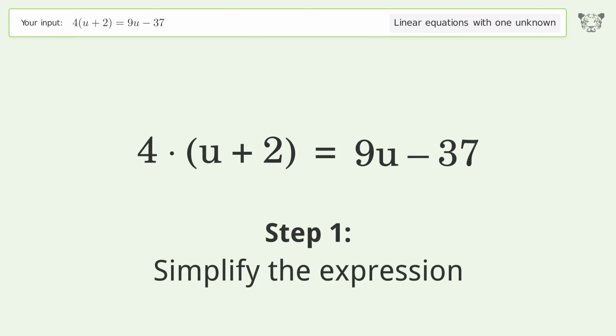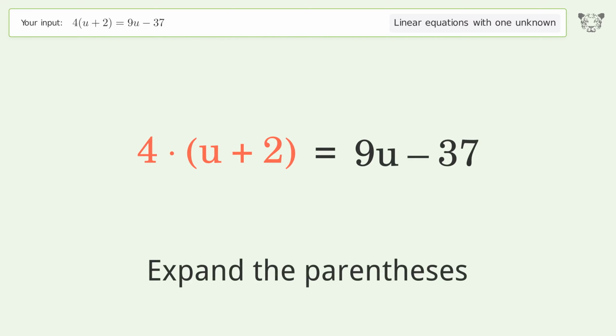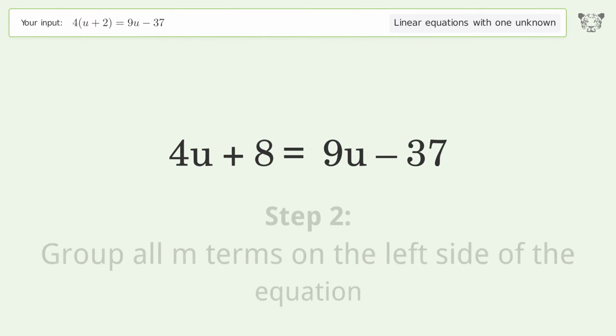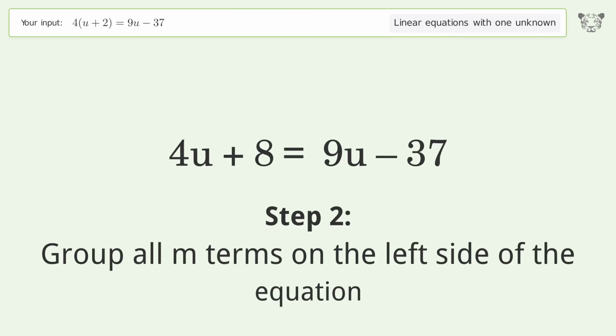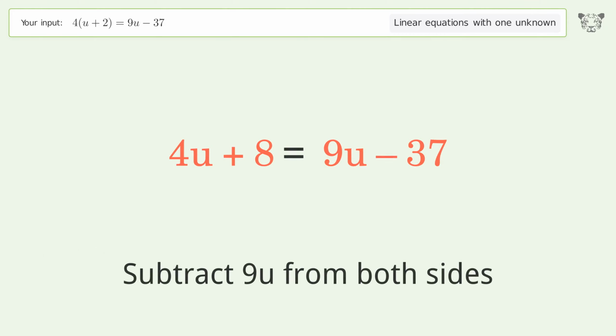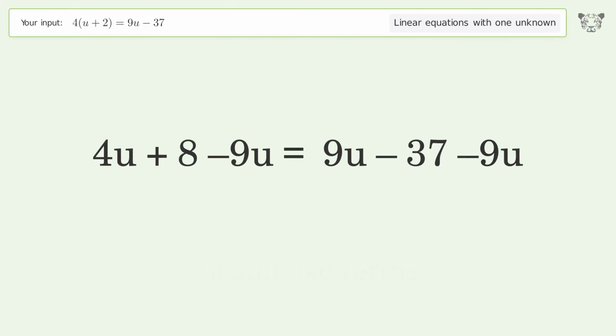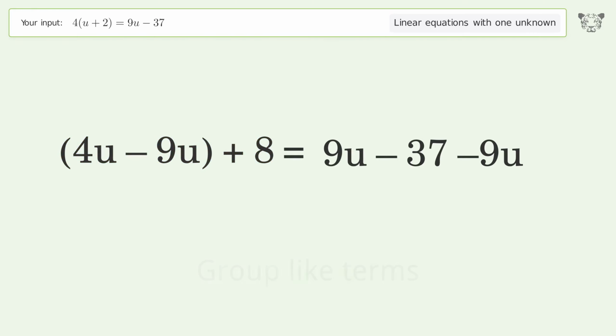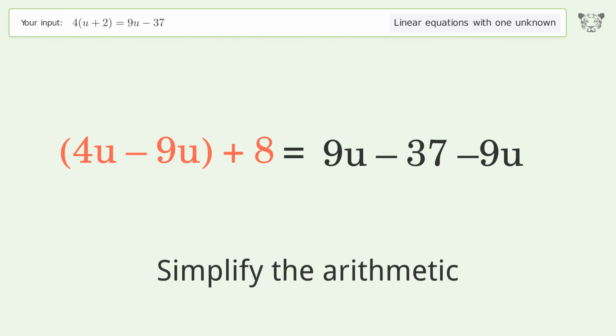Simplify the expression. Expand the parentheses. Simplify the arithmetic. Group all m terms on the left side of the equation. Subtract 9u from both sides. Group like terms. Simplify the arithmetic.